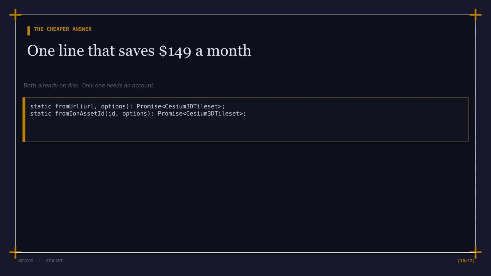I looked at whether to pay for the hosted 3D tiling service. In this application, a paid token unlocks exactly 2 extra base maps. The free tier is non-commercial, so for a business, the real entry price is $149 a month.